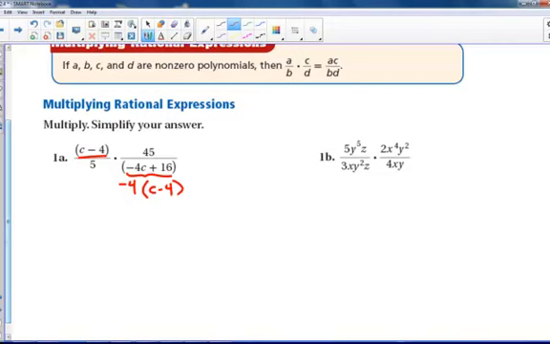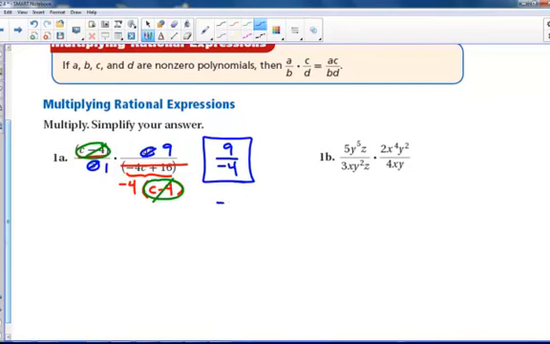I'm going to kind of cross this off so I don't look at it anymore because I don't want to get confused. I can then cancel my c minus 4s, and I can also cancel my 5 and my 45 and make that a 9 and a 1. So what I'm left with is 9 over negative 4.